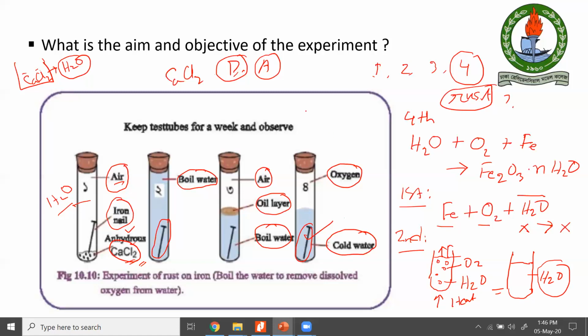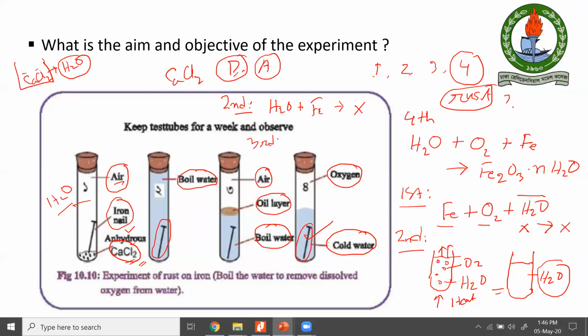So if we consider the second test tube, in this test tube we have boiling water, that means only water is present and the iron nail is present, but oxygen is absent here because when we boil the water, the oxygen is discarded from the test tube. So we will get no rust.